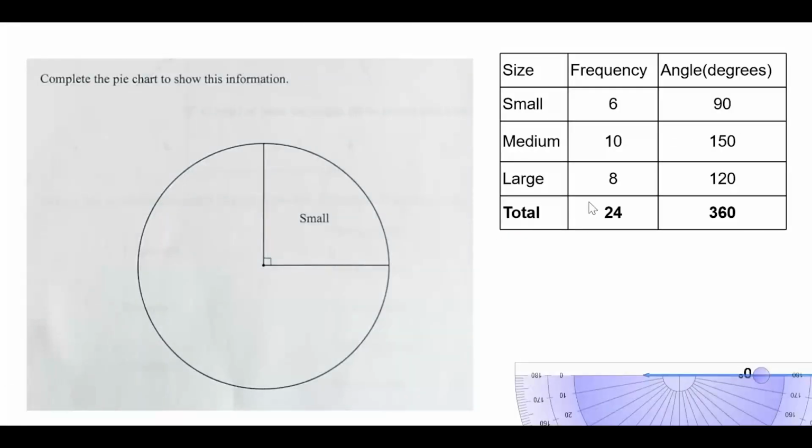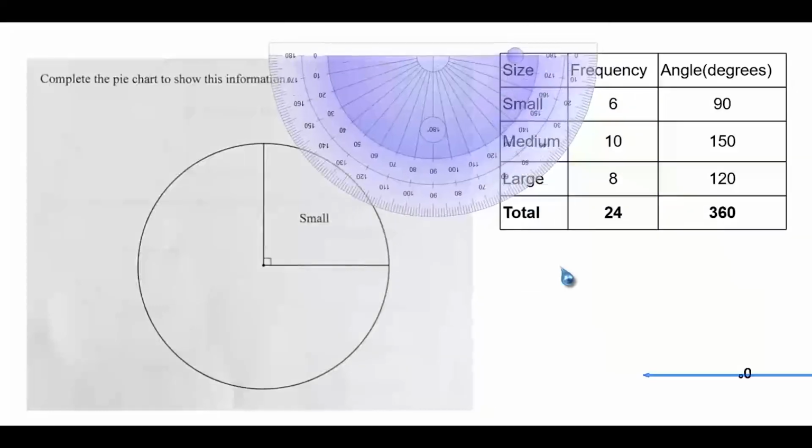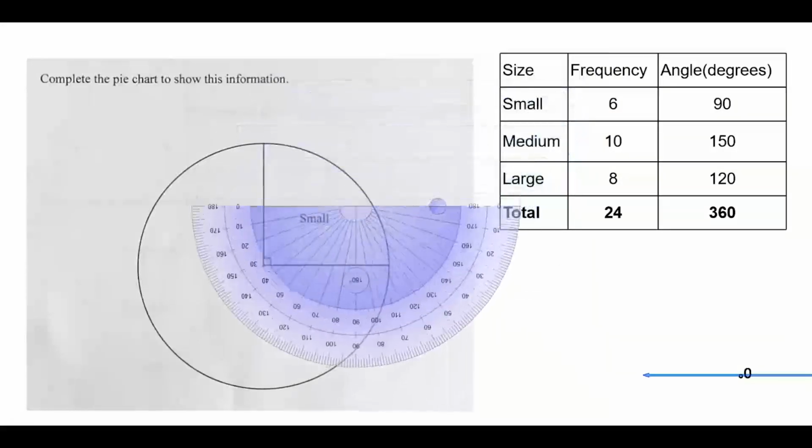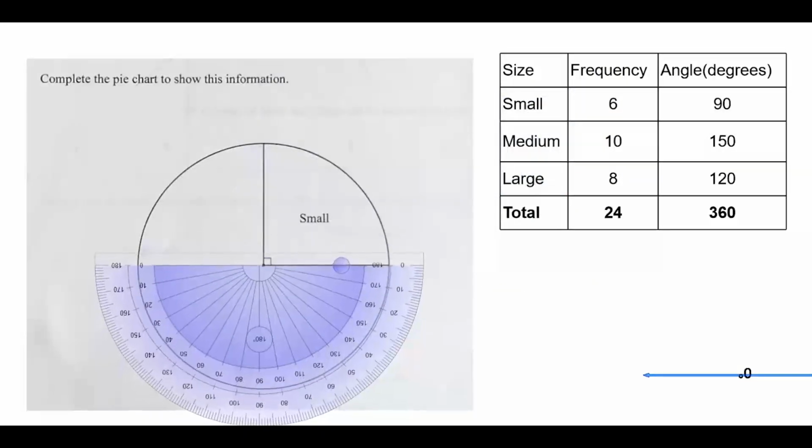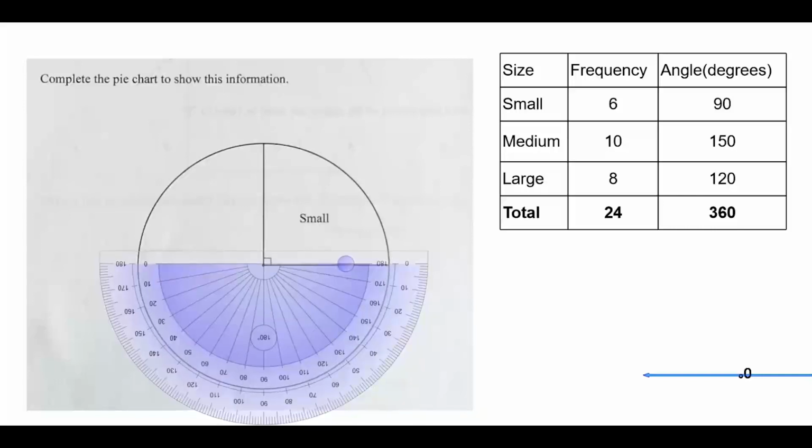So this is the table of values. We need to construct the angles for the medium and the large. The small one has been drawn for us, which is 90 degrees as indicated in this table. So what we need to do is pick up our protractor. We set it to 0 degrees, and the center of the protractor must be at the center of the circle.